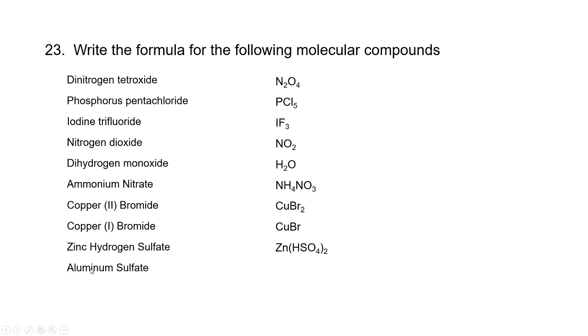Zinc hydrogen sulfate, again, you have to know that zinc is Zn2+, and hydrogen sulfate is HSO4-, so you'd have to put zinc, HSO4, put that in parentheses because it's polyatomic, and put a little 2 on the outside. Aluminum sulfate, that's Al3+, SO4 2-, so you have to have 2 aluminums for every 3 sulfates, because if you have 6+ overall here, and 6- here, for that to work.